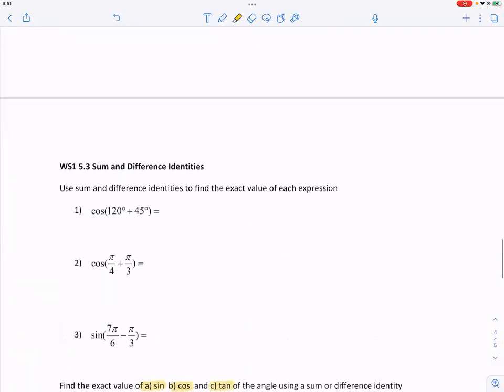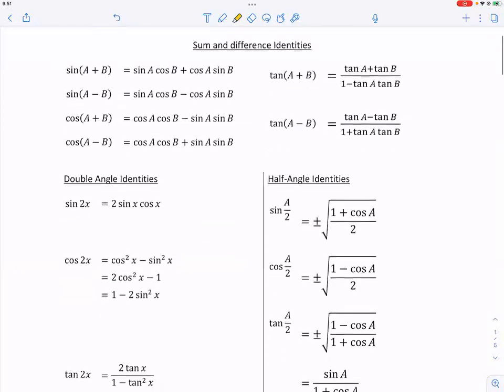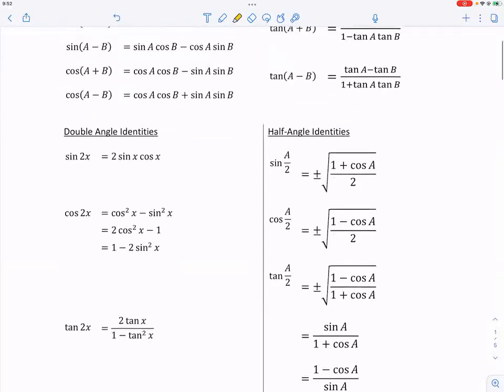So just to recap, this week it's all about these new identities. Digest them on a daily basis. You can download this on Schoology. You want to quiz yourself on all these. Today and tomorrow will be sum and difference, and then Thursday would be double angle and half angle. But the quiz is, I believe, only on sum and difference. Let me double check.